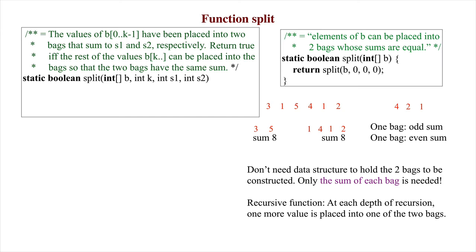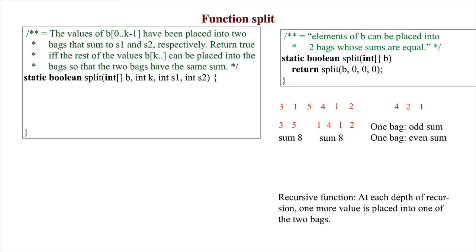with the body that indicates that no values have been placed in the bags, so the values in the two bags sum to 0. At this point, stop and study the specification of the four-parameter split carefully. Make sure you understand it, as well as the call on it in the one-parameter function split.